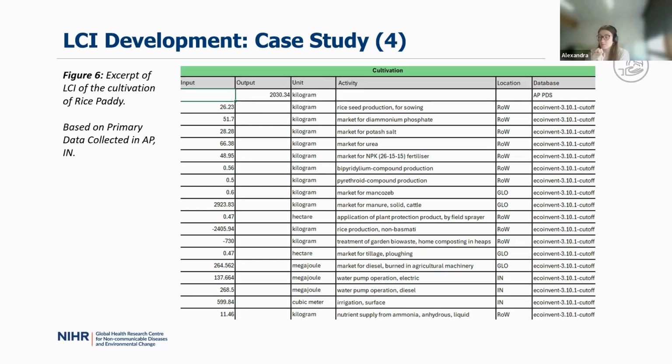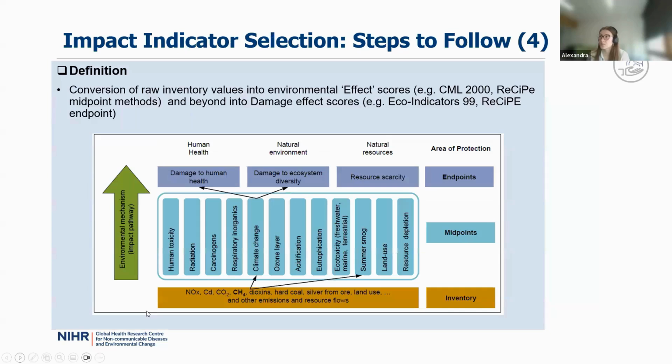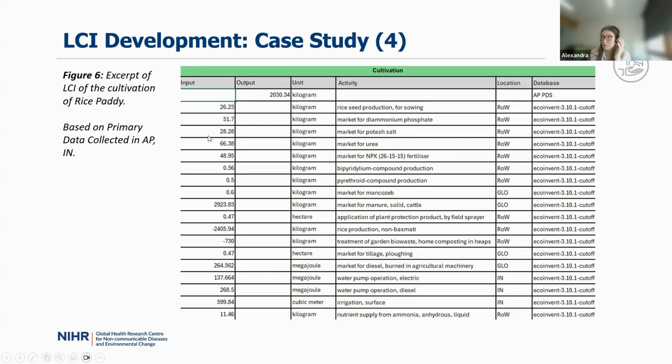Plowing is also considered. This is particularly interesting for things like land use, as well as the diesel that is burned through the agricultural machinery. For the water pump, we've assumed that not everything uses an electric water pump. There's also a diesel water pump. And in the irrigation, this is the amount of water that was used per hectare, as well as another nutrient at the bottom. So now that we've compiled, this is just an example. We will go through the full LCI when we start setting things up.